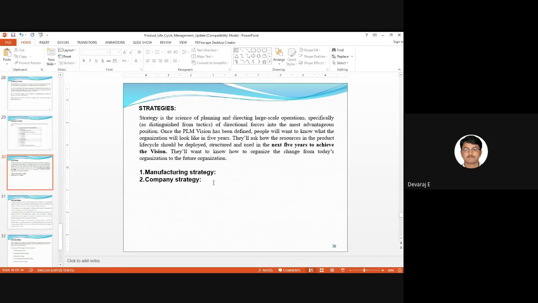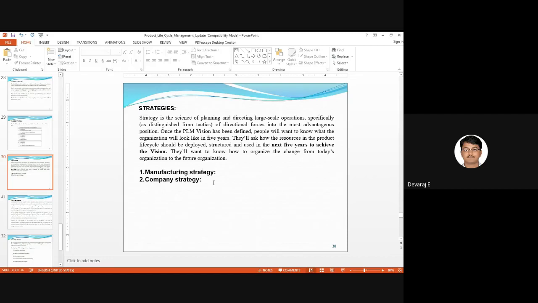And for the next 5 years, that is the vision. For the next 5 years, I should finish the task, or my product should be going well in the market. For that, what type of strategy should I use, what type of method should I use, what type of technology should I update in the product? Everything comes under strategy.